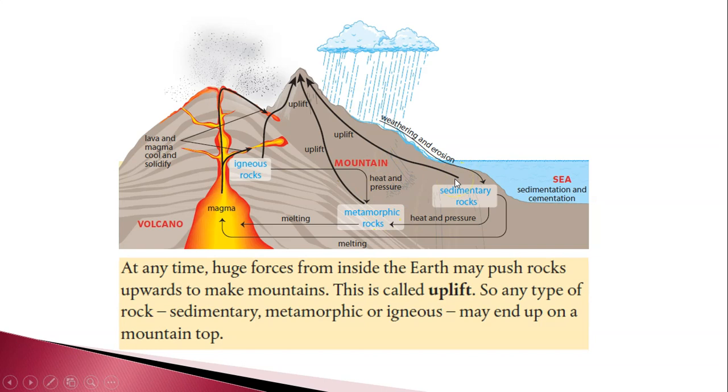At any time, the huge forces from inside the Earth may push rocks upwards to make mountains. Because of the huge force inside, the rocks will be pushed upwards to make the mountains, and this process is called uplift. So any type of rock, sedimentary, metamorphic or igneous, may end up on a mountain top.